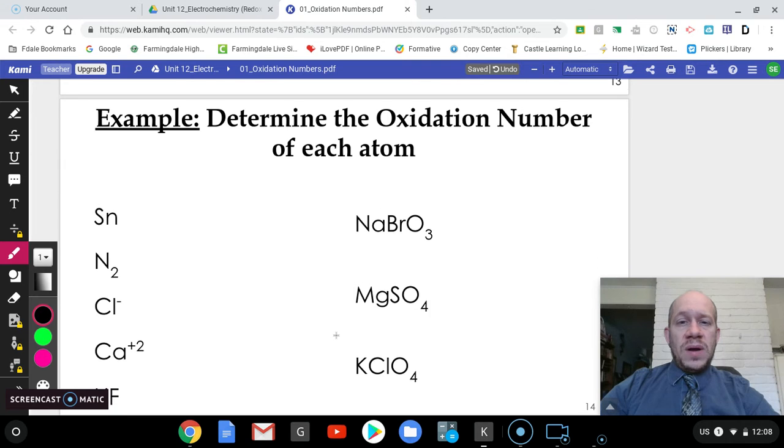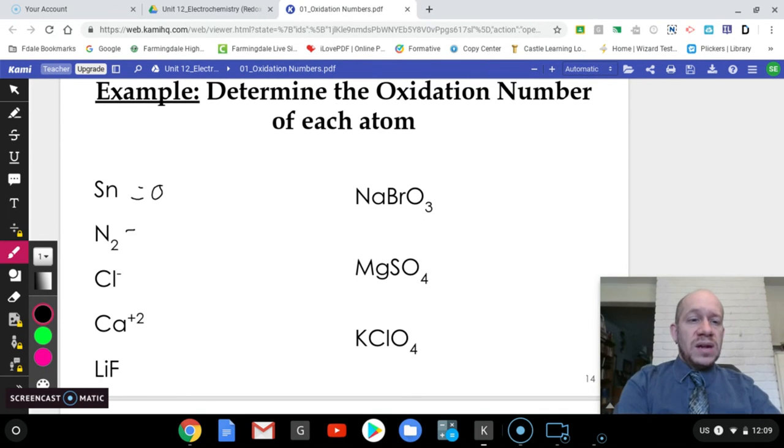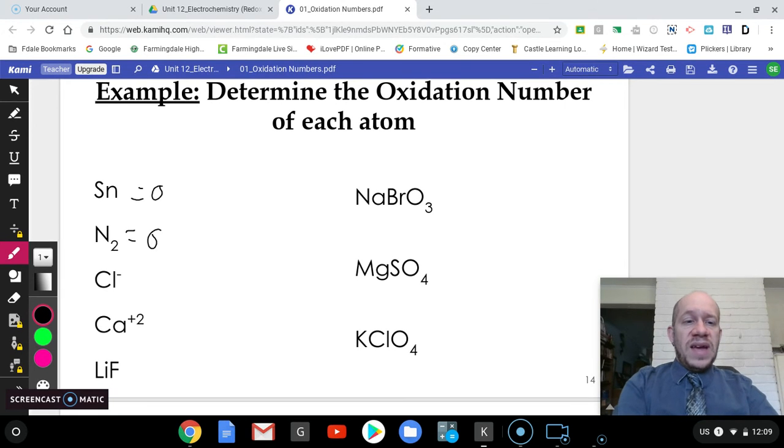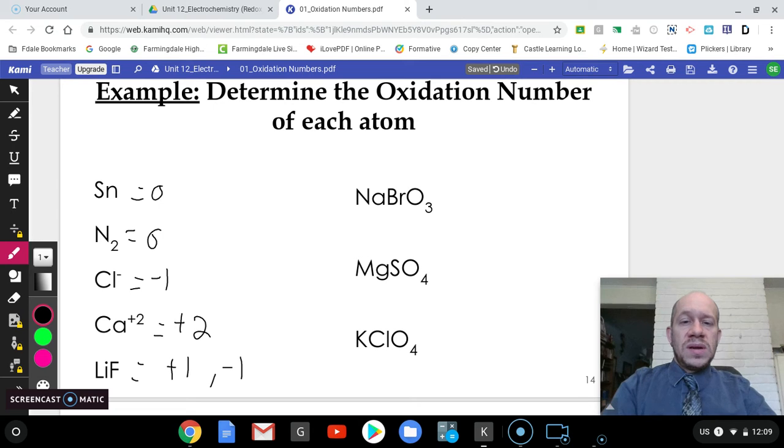So for example, I'll walk you through some of these with our rules. Determine the oxidation number of each atom. Remember, an element by itself has an oxidation number of 0, and that includes diatomics. If I have a charge listed, the oxidation state will be that charge. In compounds, the sum of the oxidation states of my elements must be 0. So lithium is in group 1, so it's always a +1. Therefore, fluorine is a -1.